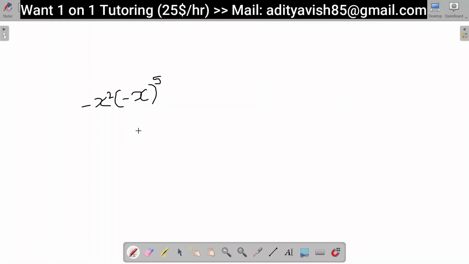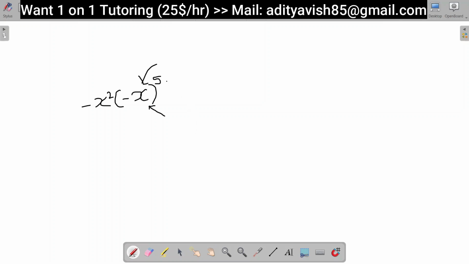So this is the question we are solving here right now. Here is the bracket. So this means we need to start solving by this, because that's what bracket means. Bracket means we need to start solving from here.